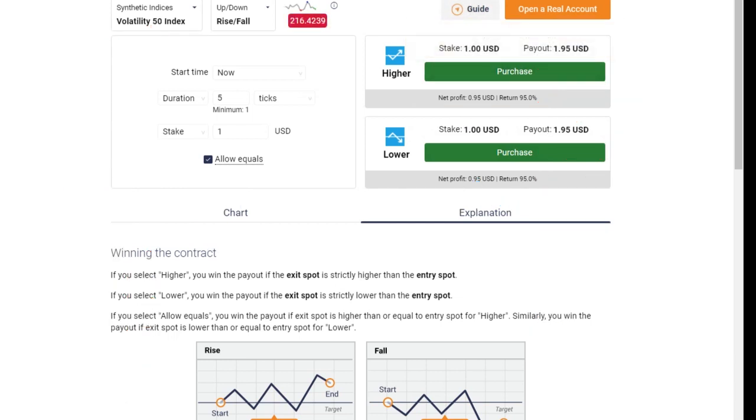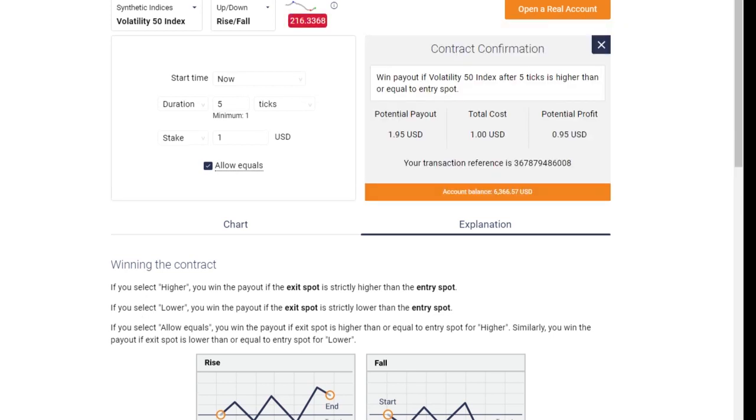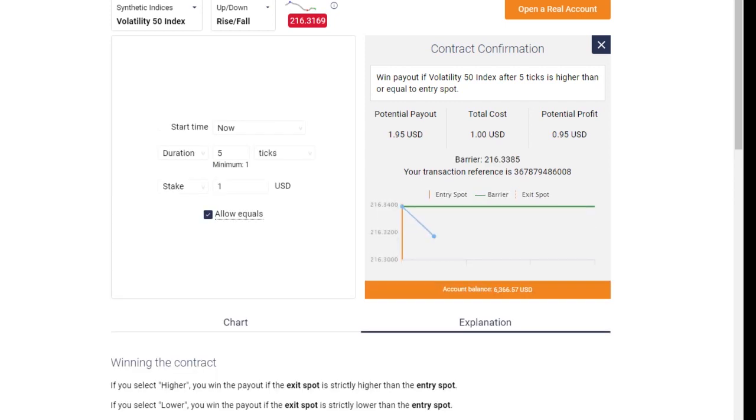Now let's try to enter a trade. Now the market is going down. I got number 6 and number 3, so I entered the higher trade. We enter a higher trade when the market is going down, and when the market is going up, we enter a lower trade.